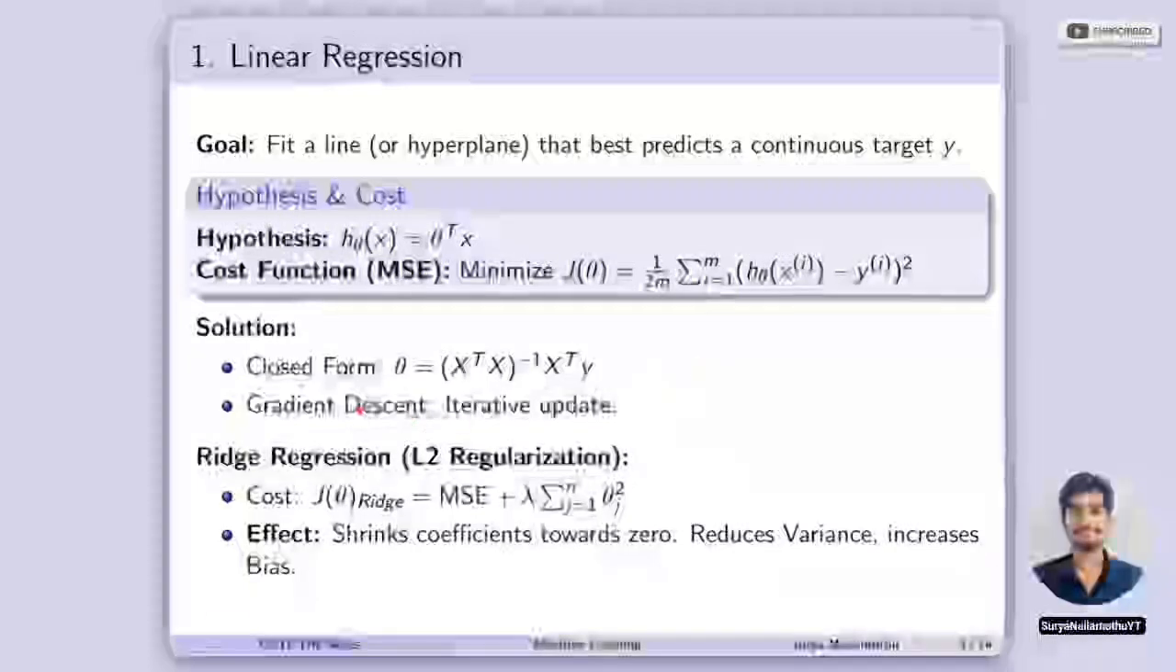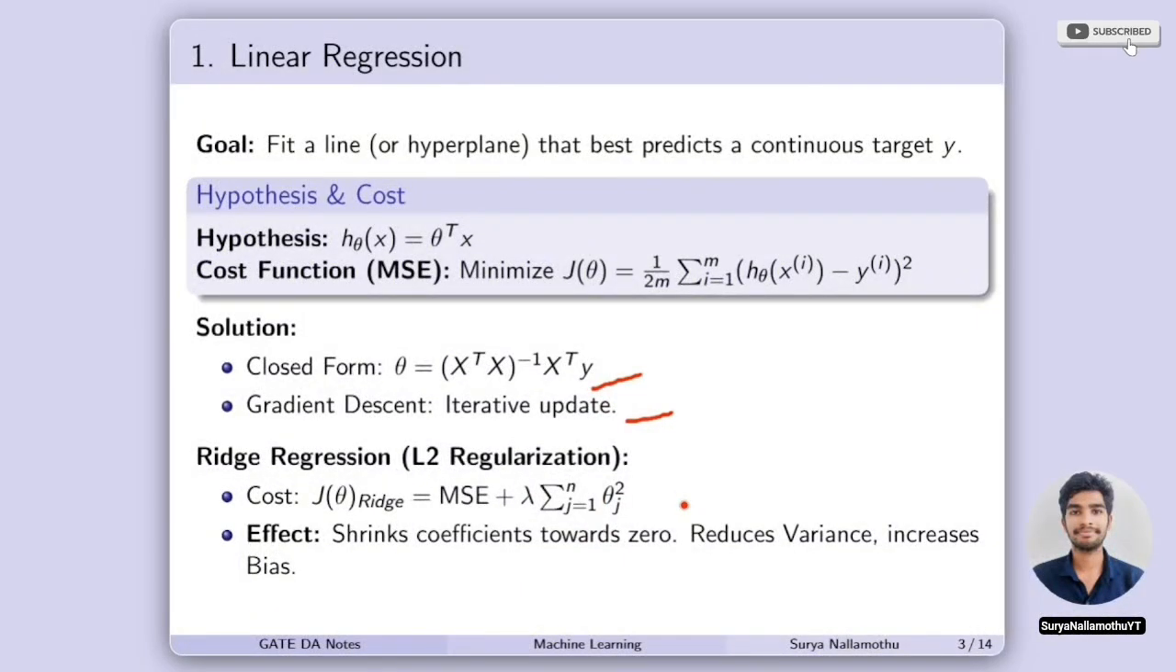So for this, the closed form is this. This is the form for the closed-form solution. Gradient descent does iterative updates, and ridge regression is nothing but L2 regularization. This helps to prevent overfitting.